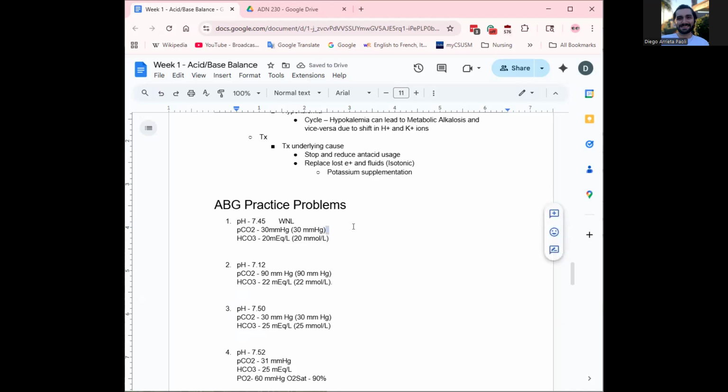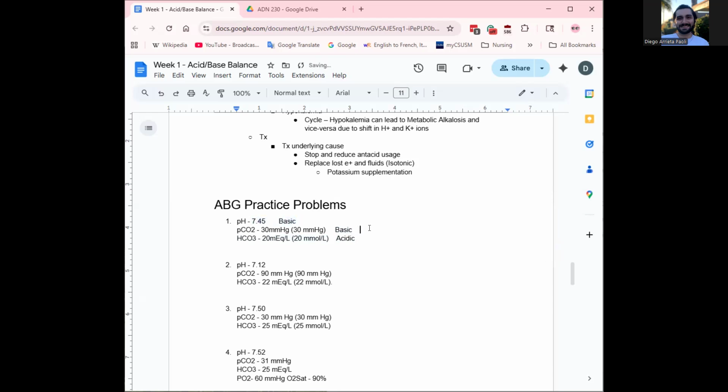Your CO2 is lower than your normal value, so that's considered basic. And your bicarb is a little bit lower than your normal value, so that's considered acidic. Because you have these imbalances, instead of considering the pH as within normal, you're going to consider it basic because it's closer to being basic than acidic. So then you match basic with basic.